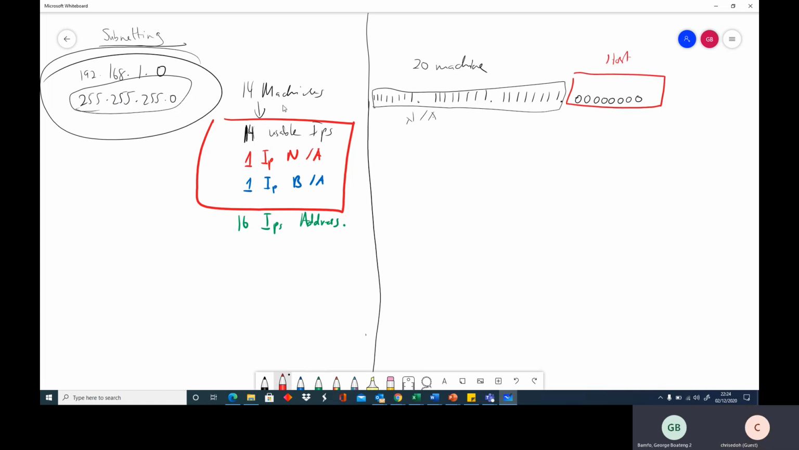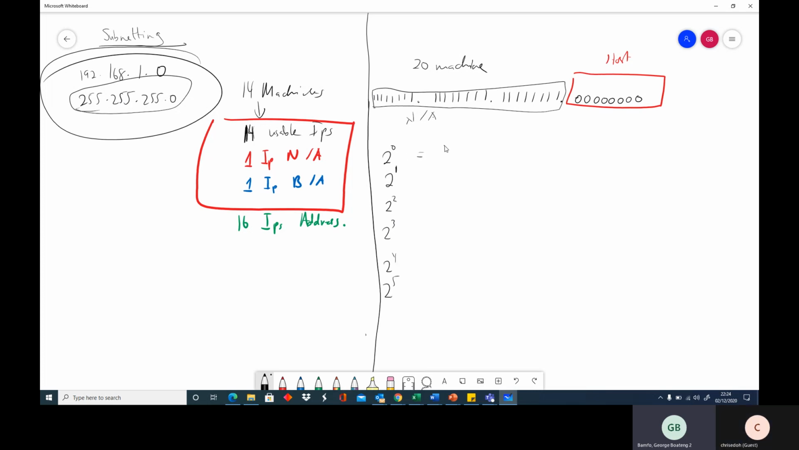Now, we're saying that we need how many IPs? 16 IPs. Yeah. So we're going to be carrying it from here. If we translate this into binary, 16, this is what we have to do. There's a formula. We start with 2 power 0. So 2 power 0, 2 power 1, 2 power 2, 2 power 3, 2 power 4, 2 power 5.